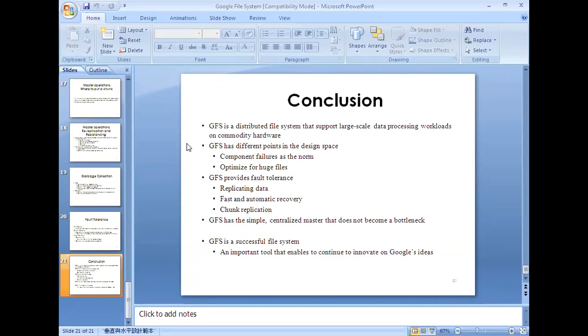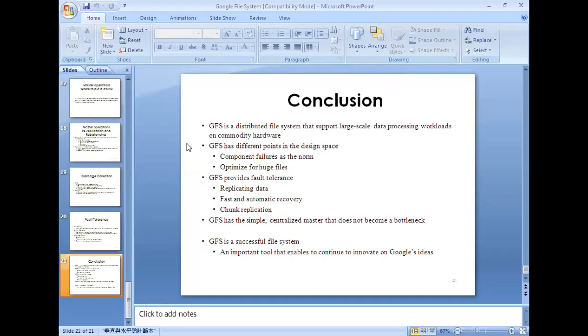The second one is that GFS has different points in the design space. One is that component failure is normal, not an exception. It is quite natural that systems may fail. Keep that point in mind. GFS was defined and optimized for huge files, so it is best suited only for huge volumes of data. If the file size is very small, say in KBs, this system will not give you the expected performance.